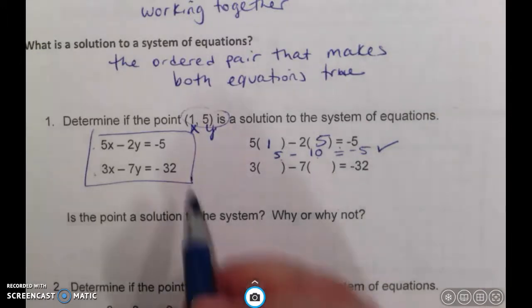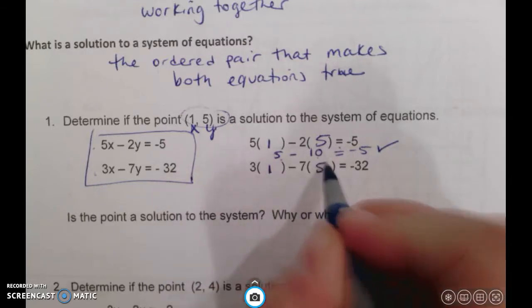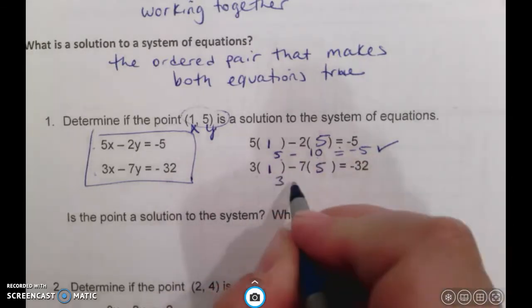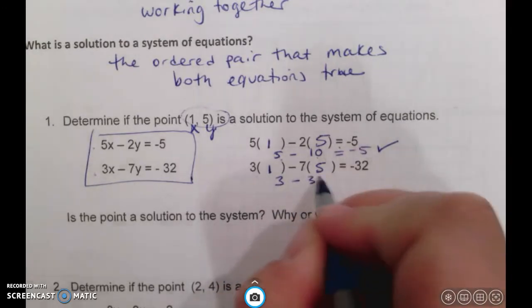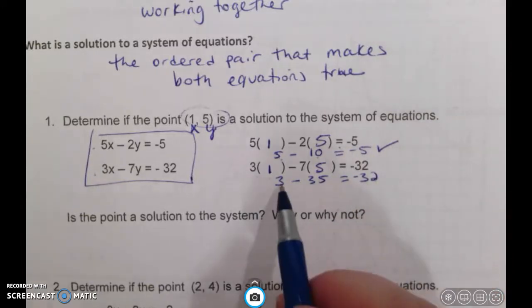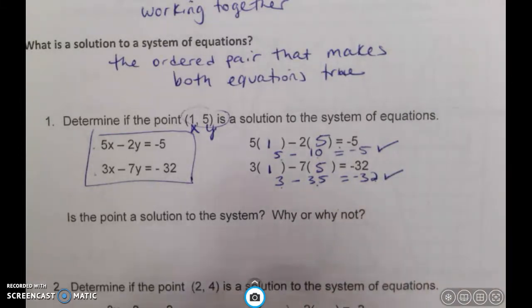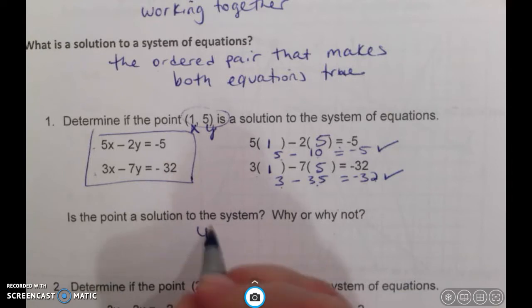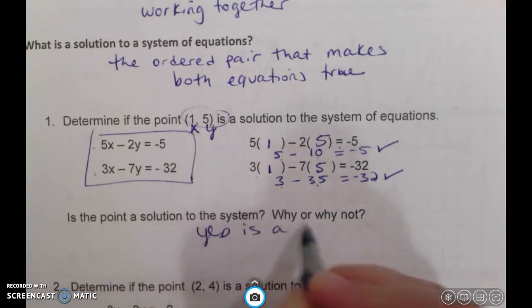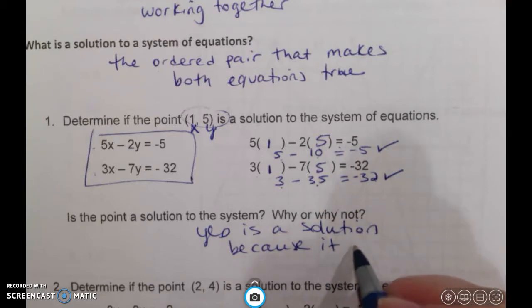I also need to make sure it works in the other equation as well, so I'm still going to put 1 in for x and 5 in for y. 3 times 1 is 3, minus 7 times 5 is 35, and I'm questioning whether that equals -32. 3 minus 35 is -32, so it checks out as well. So therefore, (1, 5) is a solution because it is true for both equations.